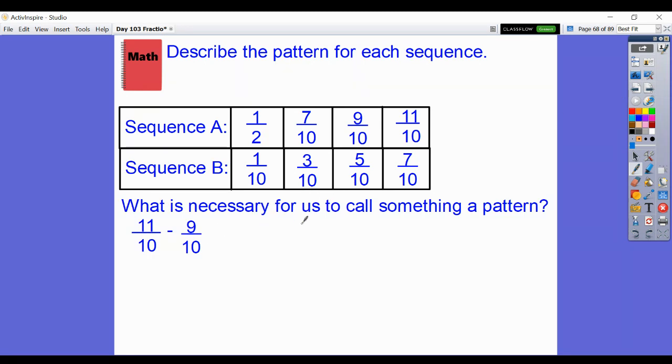What is necessary for us to call something a pattern? Well, for it to be called a pattern, it has to be provable and repeatable. You have to see the same thing happening again and again, as we did here. 1 plus 2 is 3. 3 plus 2 is 5. 5 plus 2 is 7. If you see the same thing happening over and over again, that becomes a pattern.